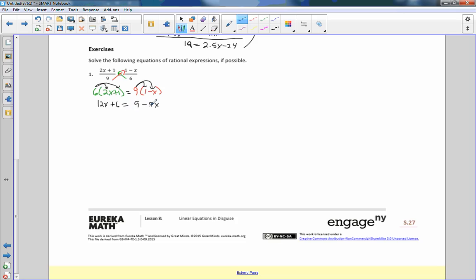I have x's on both sides. Negative 9 is less than 12, so I will add the smaller one over to the other side to keep it positive. 12 plus 9 is 21x plus 6 equals 9. Subtract 6 from both sides, and I get 21x equals 3. Divide both sides by 21, and I get x equals 1 over 7.